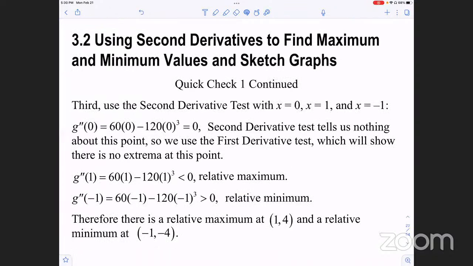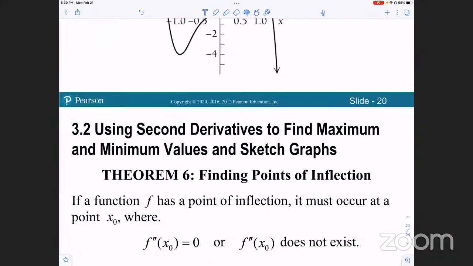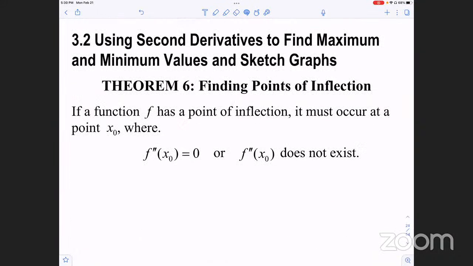So the quick checks, I usually leave those as exercises for you. We can talk about and go through any of them. And let's take a look at this theorem. So finding points of inflection, right? The first derivative tells us whether the function is increasing or decreasing at any given moment. The second derivative tells us if the function is concave up or concave down. So what we mean by a point of inflection is where the graph changes from concave down to concave up or vice versa, right?